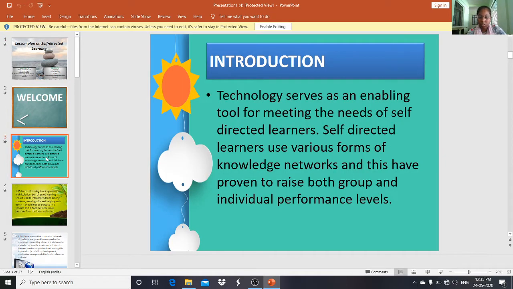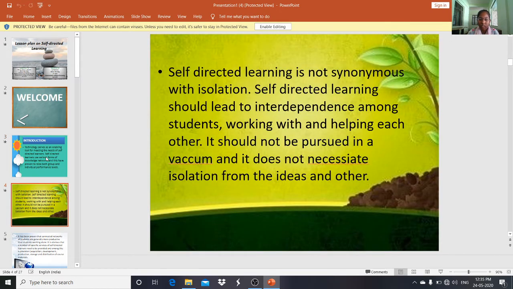In that, first I want to discuss the introduction. Technology serves as an enabling tool for meeting the needs of self-directed learners. Self-directed learners use various forms of knowledge networks, and these have proven to raise both group and individual performances. Self-directed learning is not synonymous with isolation.